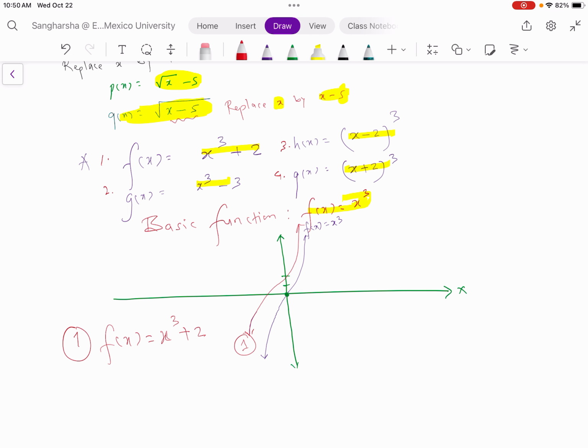What about number 3? How do we get the graph for number 3? By moving our basic function graph left, right, or up, down? On the right by 2 units. What about number 4? How do we get the graph for number 4? By moving this basic function graph on the left by how many units? 2 units. Okay, so I want you to complete this one, and the remaining we will do in our next class.